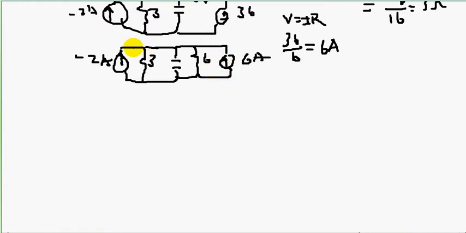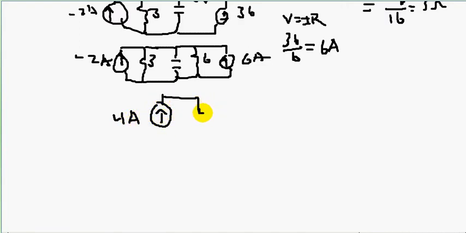And we can see that this current source is in parallel with this current source, and this resistor in parallel with this resistor. So we simplify these. Since these are going in the same direction, we have 6 minus 2, which is a 4 amp current source.